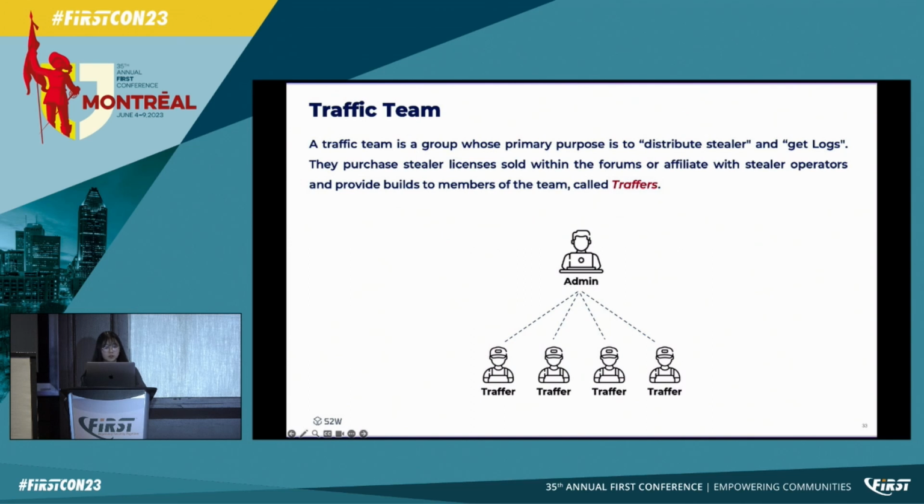Next is the traffic team. A traffic team is a group whose primary purpose is to distribute stealers and get logs. They purchase a license or affiliate with stealer operators and provide builds to the members of the team called Traffers.